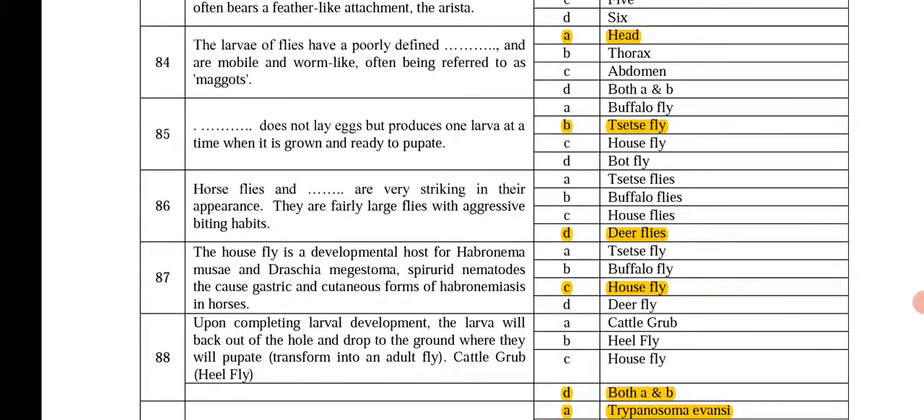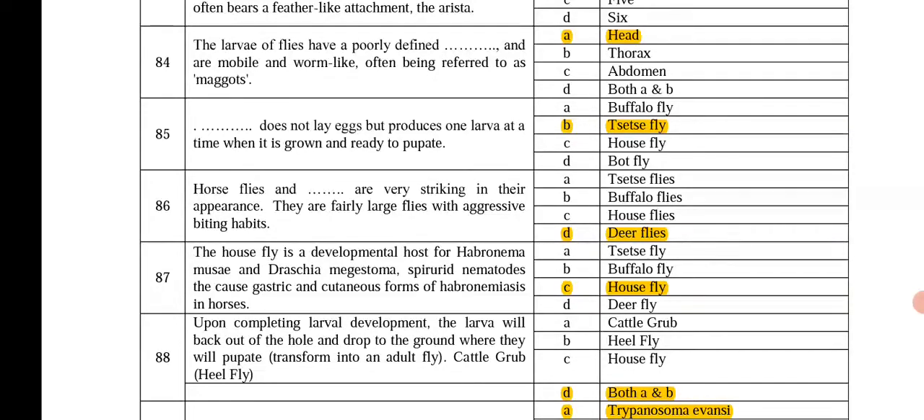The housefly is a developmental host of Habronema muscae, Draschia megastoma, and spiroid nematodes, the cause of gastric and cutaneous forms of habronemiasis in horses. Upon completing larval development, the larva will back out of the hole and drop to the ground where it will pupate and transform into an adult fly.